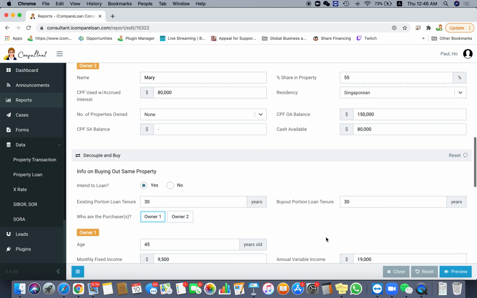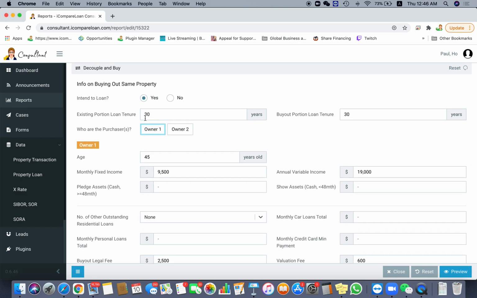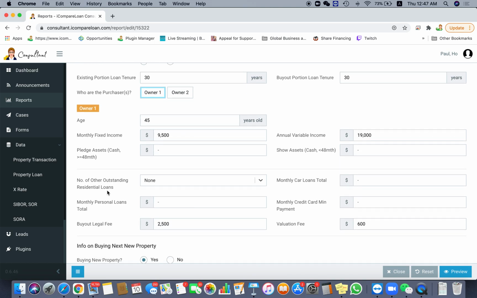So these are the owners. Then they said, the couple to buy, intend to take a loan. Yes, intend to take the loan, existing portion, and so on. Okay. And then the next portion will typically be around, do they have pledge cash? Pledge cash for 48 months, that means pledge for 48 months. Then another one is show assets, meaning show cash, or some property agents like to call it unpledged. But by the way, there's no such terminology as unpledged.